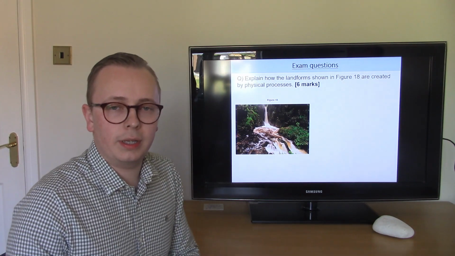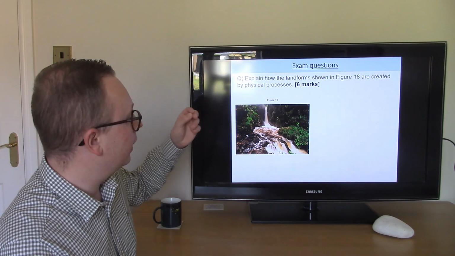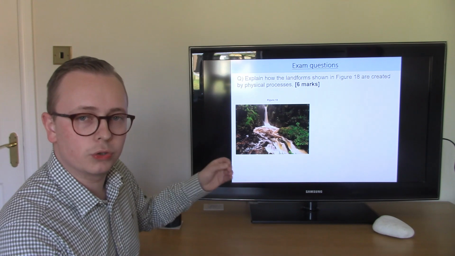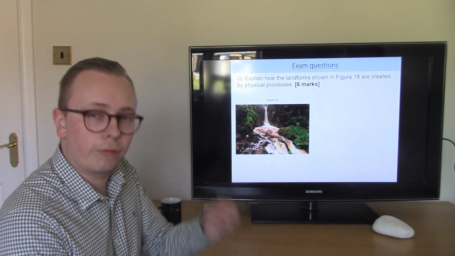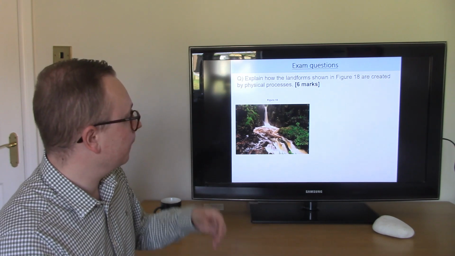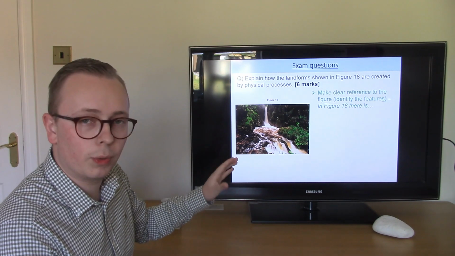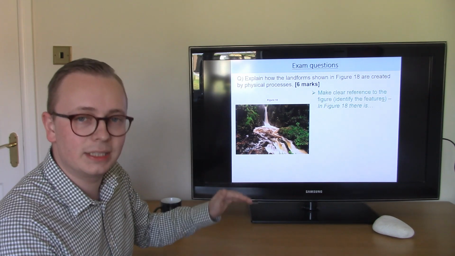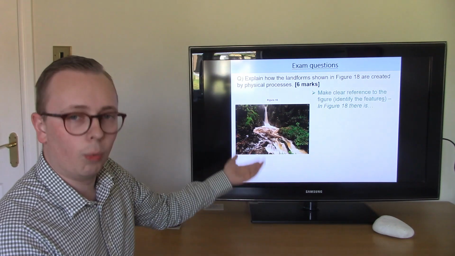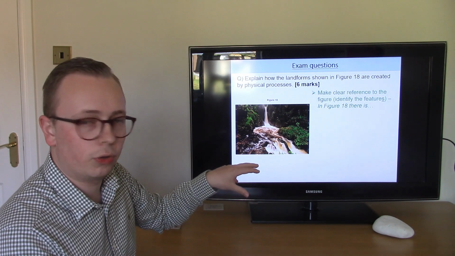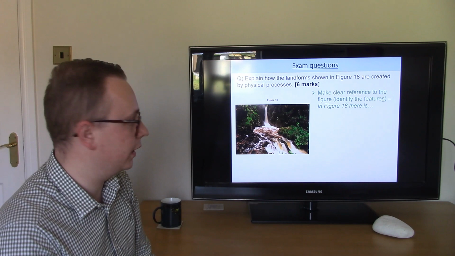Now, what's important is that even though after watching this video you'll definitely recognise that we've got a waterfall here, the question doesn't actually specify that there is a waterfall. So the first mark is there for being able to identify that feature from a source material, in this case an image. So you need to make clear reference to the figure, and with all these kind of landform questions I recommend starting by clearly stating what you can see. So a simple statement, in figure 18 there is a waterfall, and we can also see we've got a gorge in the foreground. The question does say landforms, so they want you to refer to both waterfalls and gorges here.